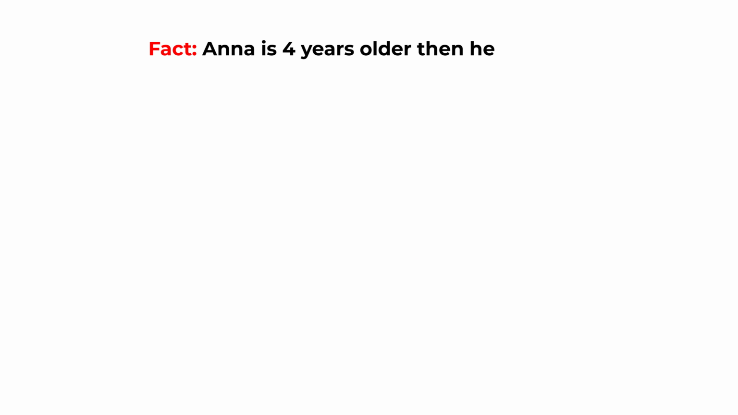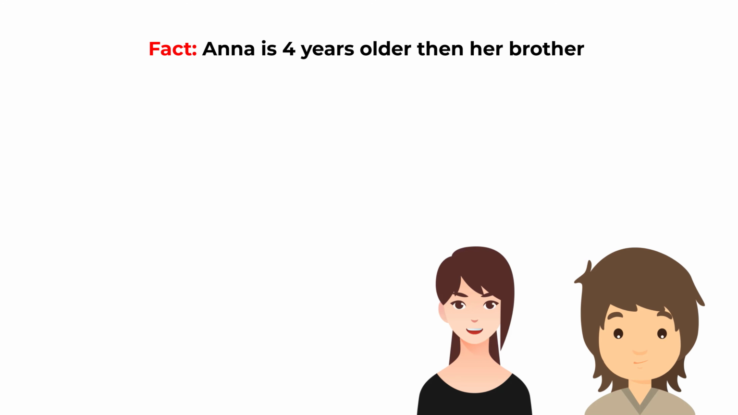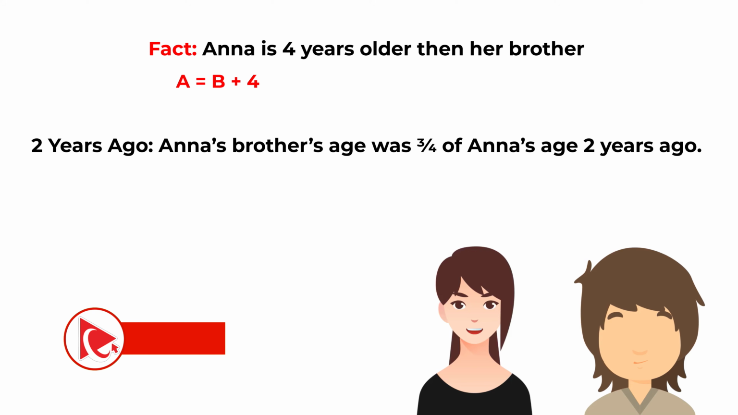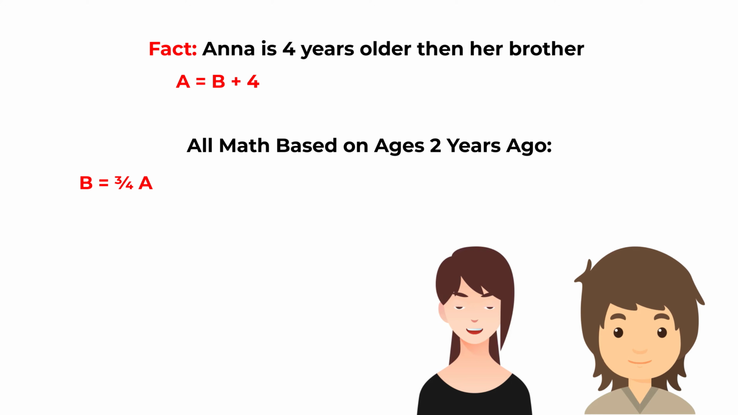In this problem, we're dealing with one fact. Anna is 4 years older than her brother, and this fact never changes. So we can build the formula: Anna's age equals her brother's age plus 4. We are also dealing with age-specific differences at a moment in time. For example, we've learned that Anna's brother's age was 3/4 of Anna's age 2 years ago. So let's do calculations for 2 years ago. Brother's age equals 3/4 of Anna's age. Now let's use factual information about the brother's age. Brother's age equals Anna's age minus 4.